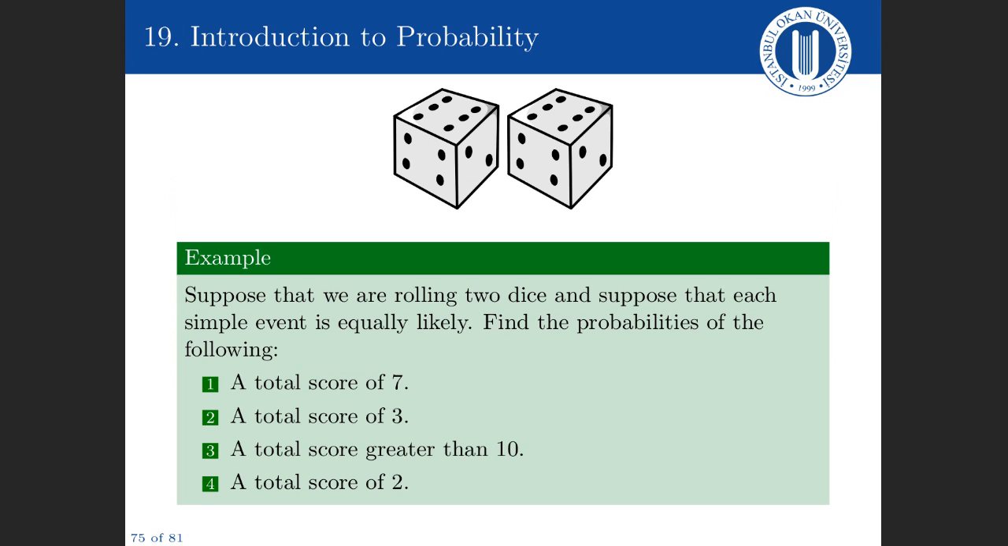Let's go back to 2 dice. So suppose we're rolling 2 dice, and let's suppose that each simple event is equally likely. Find the probabilities of the following: a total score of 7, total score of 3, a total score greater than 10, total score of 2.